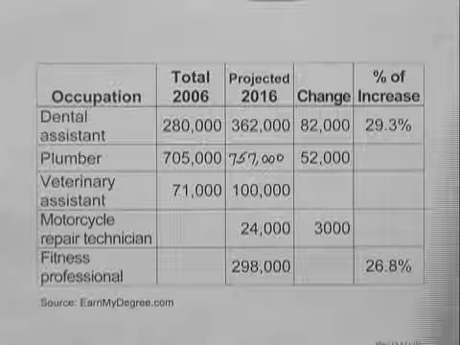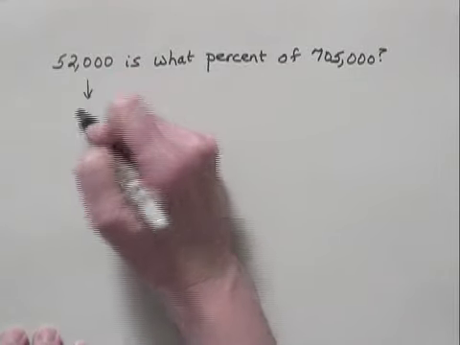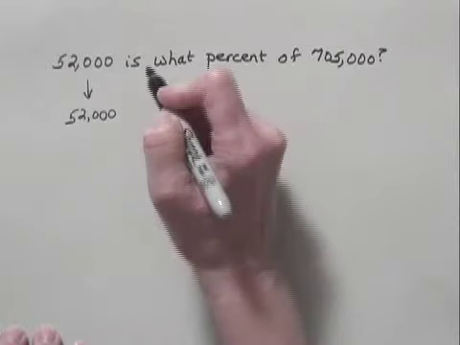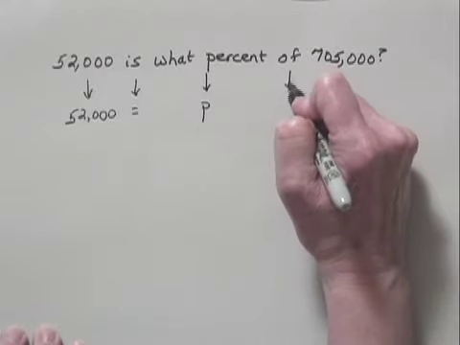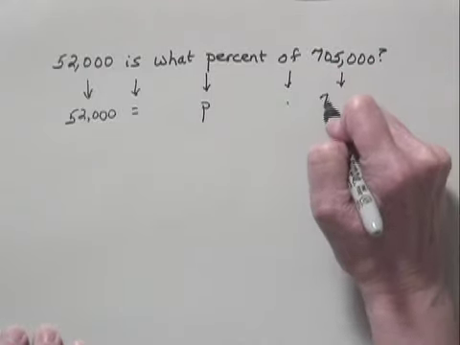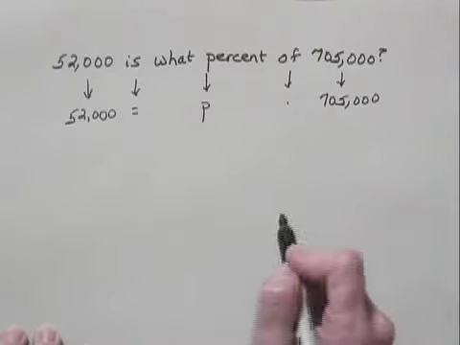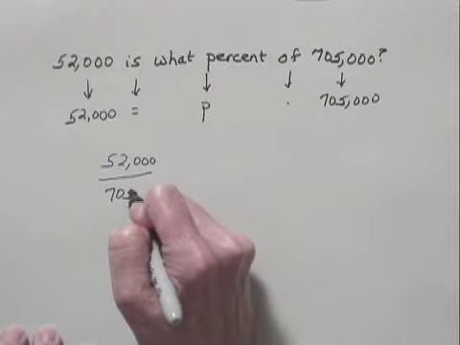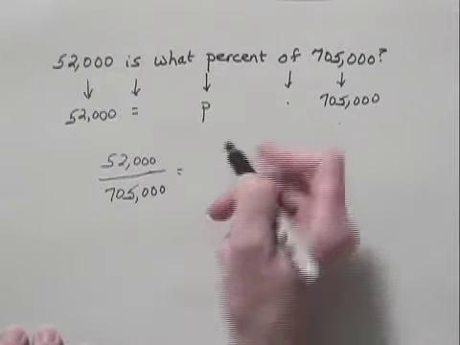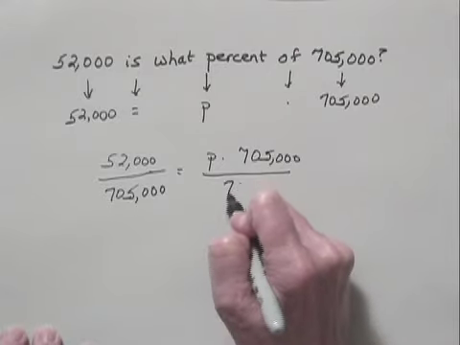Now we need to find the percent of increase. So we are going to solve an equation to find that. What we're asking is, 52,000 is what percent of 705,000? And this translates to 52,000 equals what percent, we'll call it P, of is times, 705,000. Now we can solve this equation to find P. We can divide on both sides by 705,000. This is equal to P times 705,000 divided by 705,000.